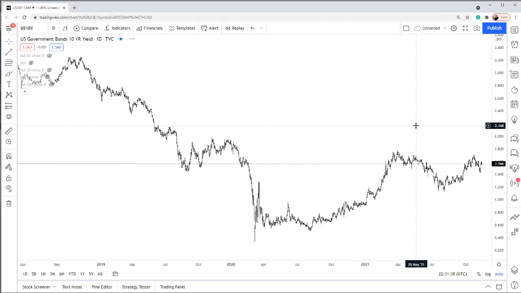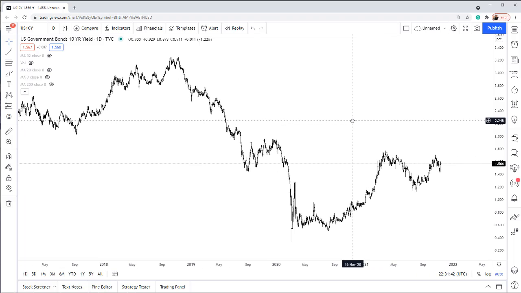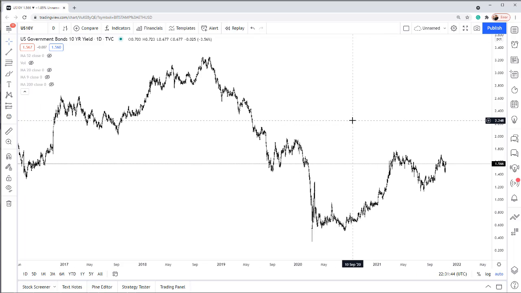So if I have a look at this market and I squeeze my charts up, why am I squeezing my charts up? Because I'm looking at major highs and major lows. Remember guys, the market's always telling us some story.